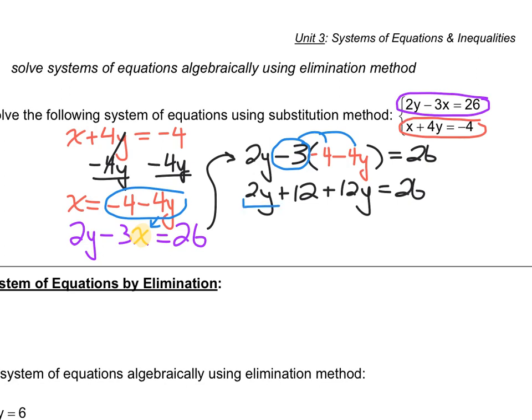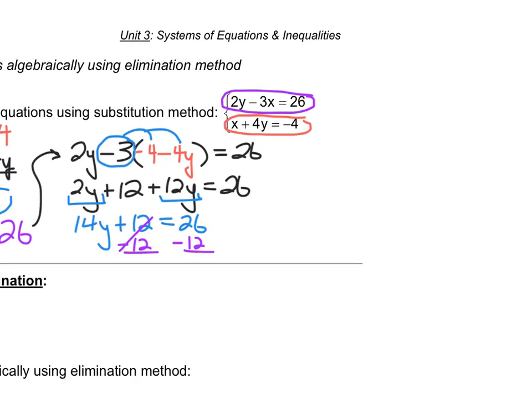We have some like terms here that can be combined. So we have 14y plus 12 equals 26. Subtract the 12 and cancel if you can. I mean, that's the point anyway. So 14y equals 14. All right, so if I want to get y alone, I'm going to divide both sides by 14. And I'm going to get y equals 1.